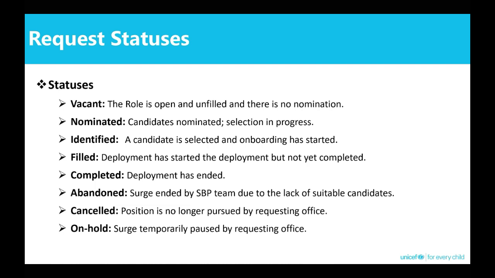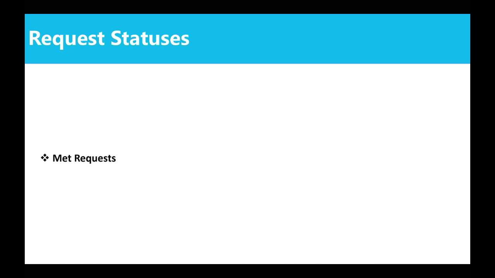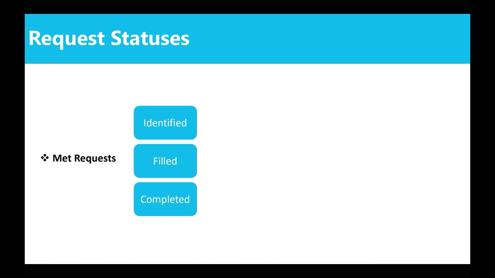But in addition to them, we use some terms to cover broader concepts. For example, we have MET request that we also have on our dashboard. A MET request refers to any request that has been successfully met, whether its status is identified, filled, or completed. We group these three statuses together because they all indicate that the request has been successfully matched with a candidate, even if the deployment hasn't started yet. At this point, the standby partner team stops considering other nominations and the role is considered met.